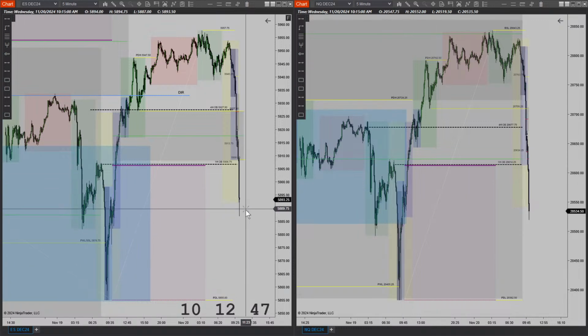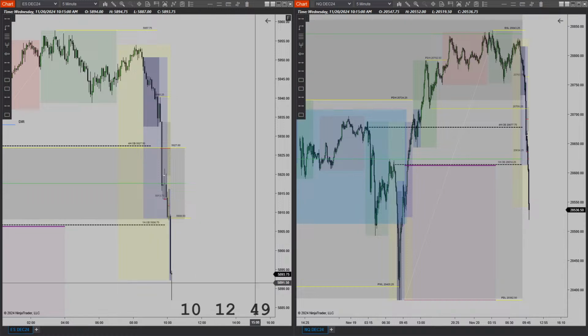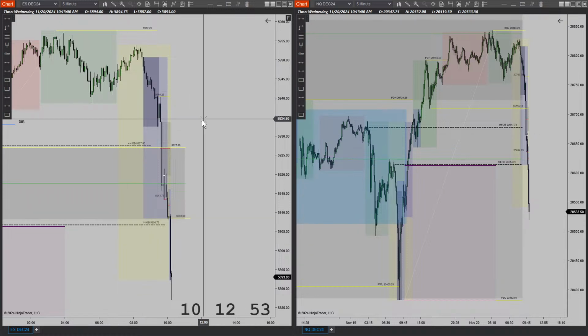So I would want to see my model on the 5 and the 1 minute for me to get long. But otherwise, I will be looking to see where price is at that moment. But yeah, that's pretty much it.